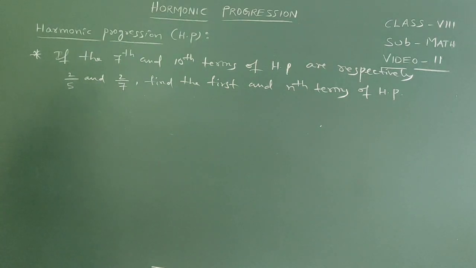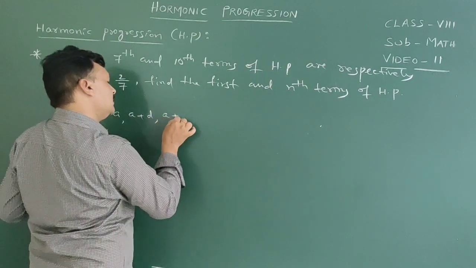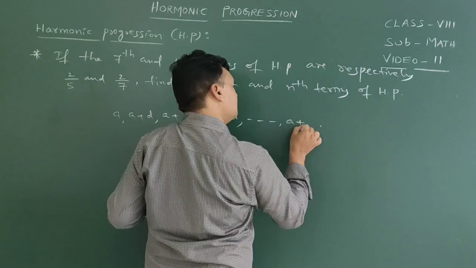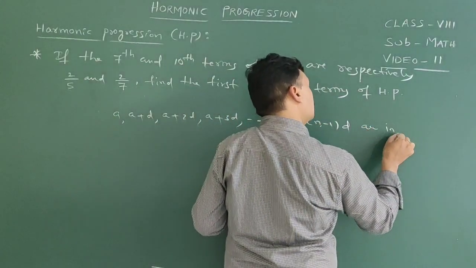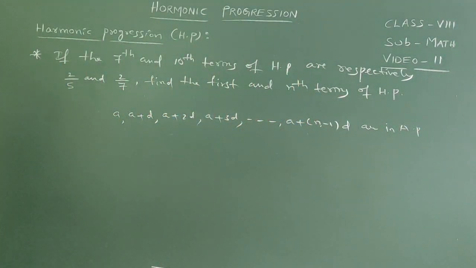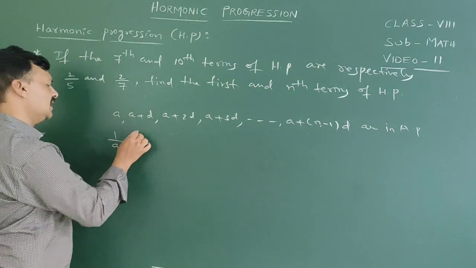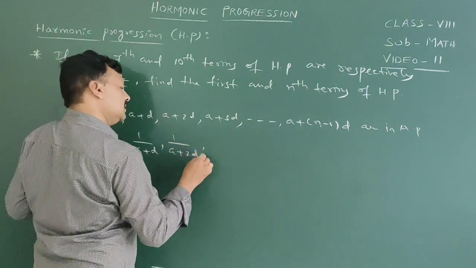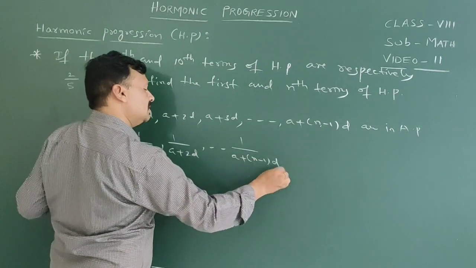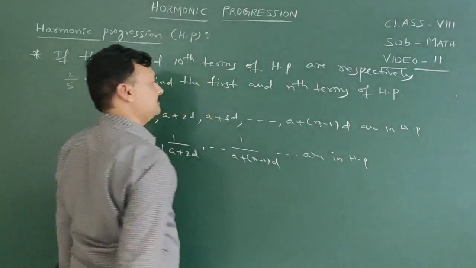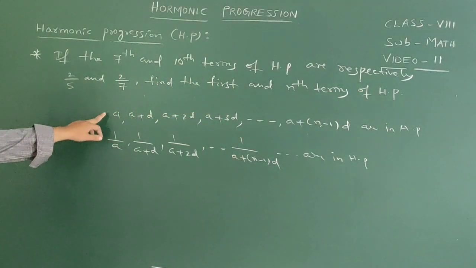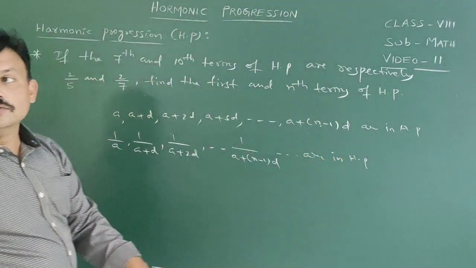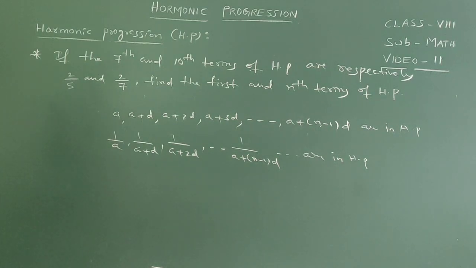What is the nth term of an HP? Observe this one. If A, A plus D, A plus 2D, A plus 3D, and so on, A plus n minus 1 into D are in AP, that is the general form of an AP. Then the reciprocals 1/A, 1/(A plus D), 1/(A plus 2D), 1/(A plus 3D), and so on, 1/(A plus n minus 1 into D) are in HP.